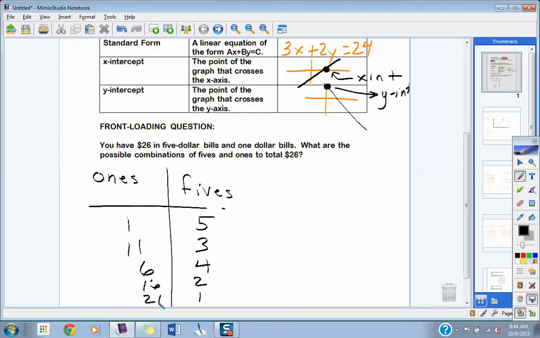I want to show you something right here. I'm going to order this way. I'm going to put the 5s in order from least to greatest.